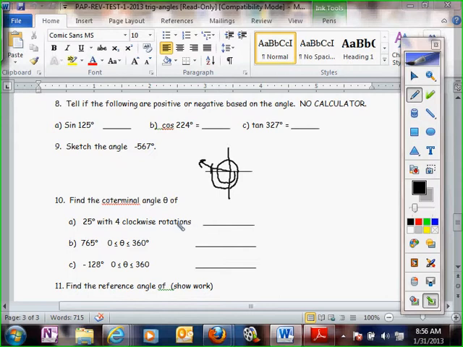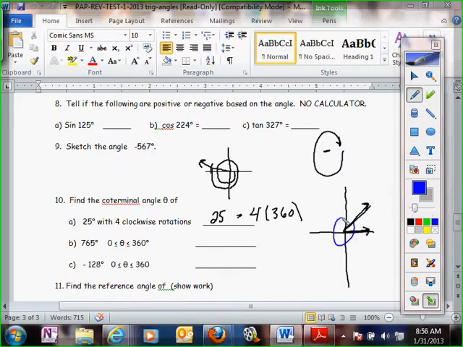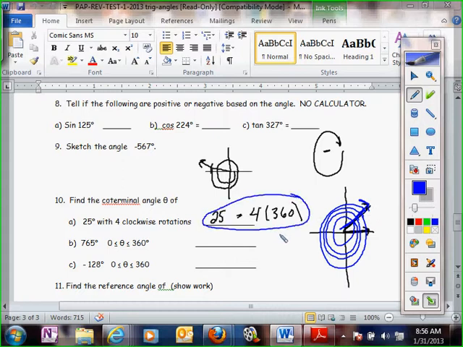Number 10, find the coterminal angle of these. These were most missed on the quiz. What we want to do here is if I have 25 degrees, it says 4 clockwise rotations. Clockwise this way are negative angles. So I'm subtracting 4 revolutions of 360. And that's how you get that answer. Another way to look at it geometrically is if my angle is 25 degrees, I'm starting here in standard position, I end over here, then I want to take my new angle from this side and go 4 times 1, 2, 3, 4, and what is that angle? This is probably the easiest way to do that problem, but either way gets you the right answer.